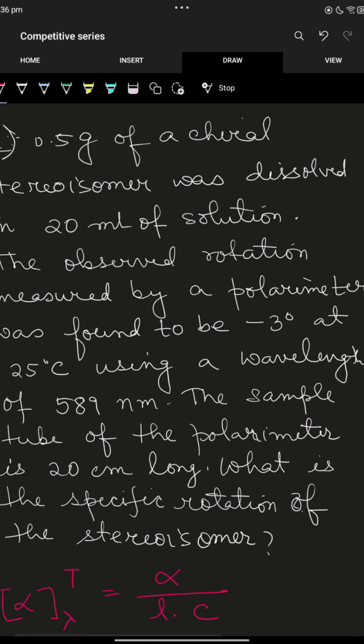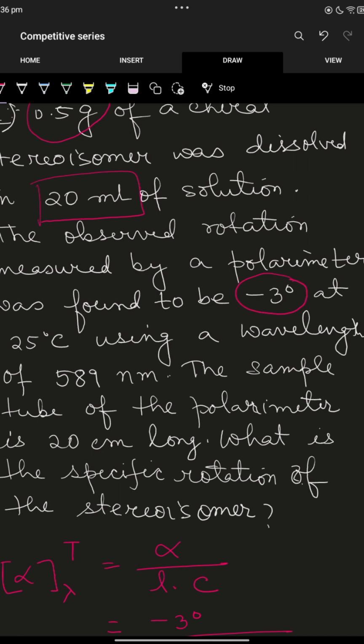Now 0.5 gram of a chiral stereoisomer was dissolved in 20 ml of solution. So the volume of the solution is 20 ml, and the mass of that stereoisomer is 0.5. The observed rotation measured is minus 3 degree, so the numerator is minus 3 degree. Temperature is given as 25 degrees Celsius using a wavelength of 589 nanometer. The sample tube of the polarimeter is 20 centimeter long, so this is L. What is the specific rotation of the stereoisomer?